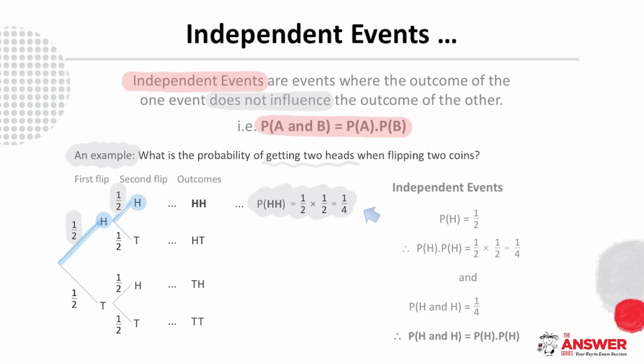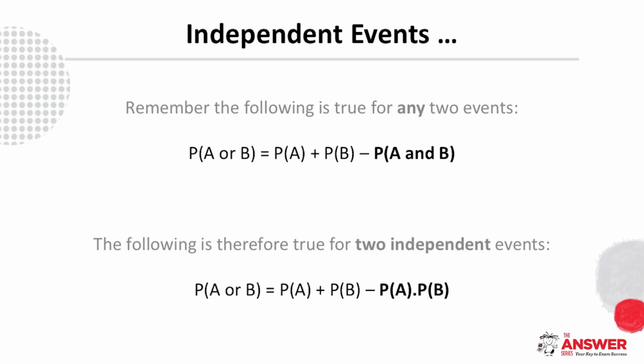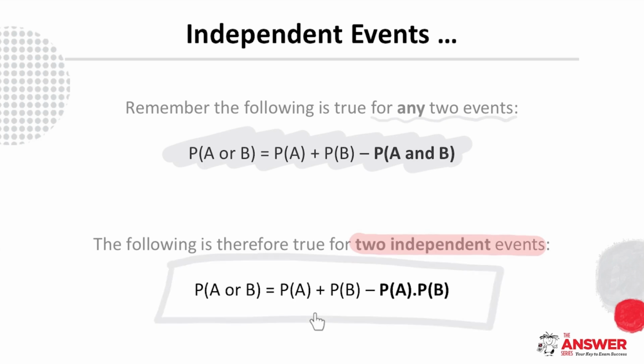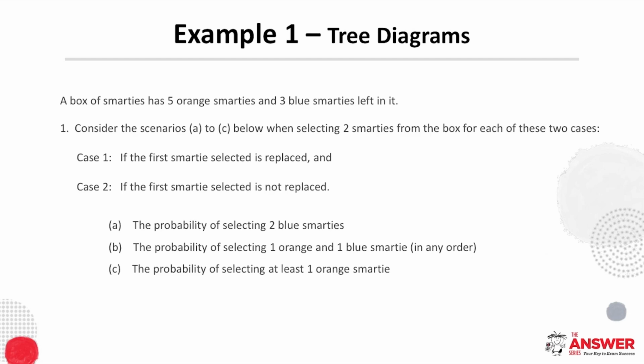But we also know from looking at the 4 possible outcomes that to get 2 heads, there was a 1 in 4 chance. And so because these both give a quarter, we can confirm that for independent events, the probability of landing heads and heads is equal to the product of the individual probabilities. If we look at the theory for a moment and remember this equation that is true for any 2 events, then we can see that for independent events, the following equation is true because for independent events, the probability of A and B is equal to the probability of A times the probability of B.